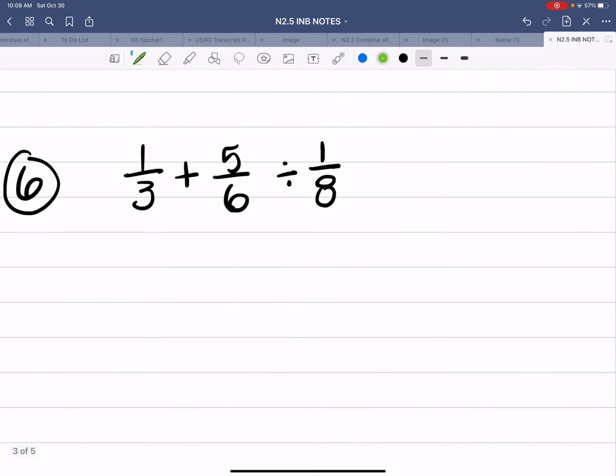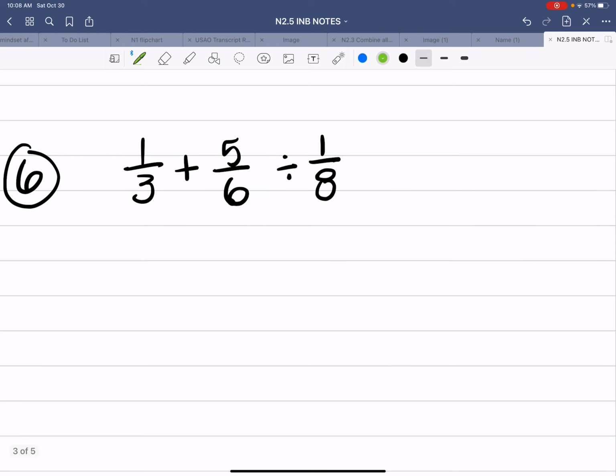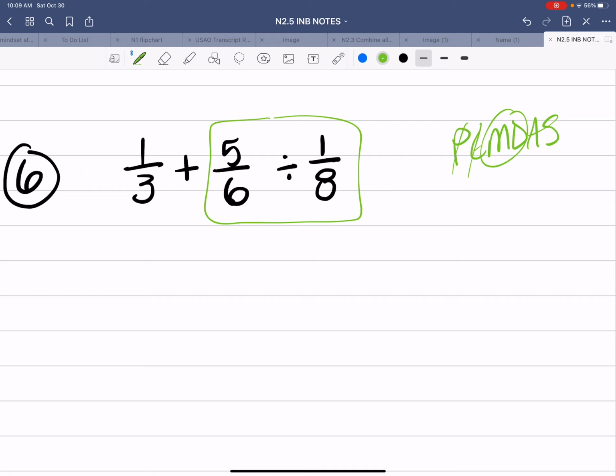All right. All fractions, and we can do it. PEMDAS tells us, what are we going to do first? Yeah, no parentheses, no exponents, multiply and divide. We have a division step. So we're going to tackle that first. I know that I'm going to keep my first fraction, change that to multiply, and flip that around to 8/1.